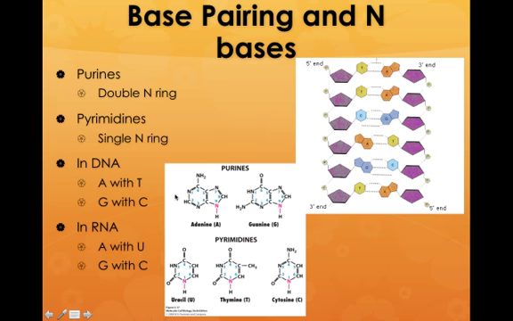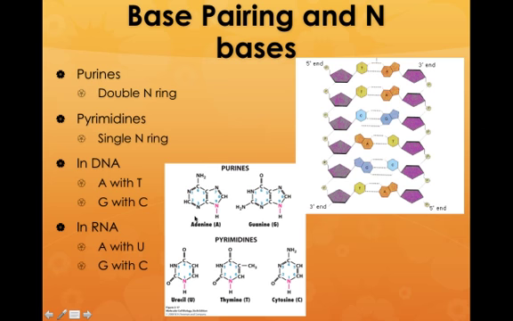What's important is that there are purines and there are pyrimidines. Purines are double-ringed nitrogenous bases: adenine and guanine. Pyrimidines are single-ringed nitrogenous bases. A double-ringed nitrogenous base always pairs with a single-ringed nitrogenous base, so a purine will always pair with a pyrimidine. Anytime you see a double-ring structure, you'll see a single-ring nitrogenous base attached to it.